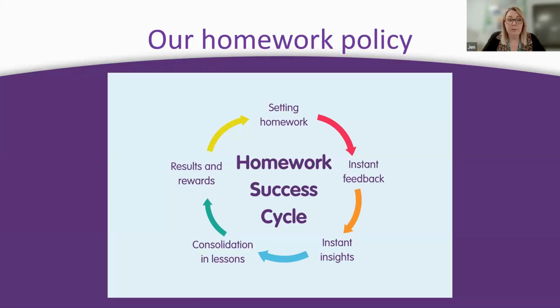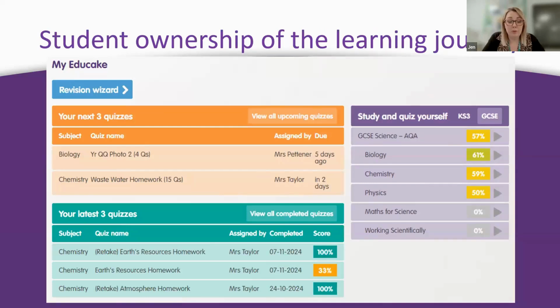The other thing is that it lets me see where students' gaps are and what I need to do as a teacher to try and plug those gaps. So on the breakdown that you can see on the screen there, I know that you're all at different levels in terms of how much Educake experience you've got. This is a typical student homepage. This will be for a Key Stage 4 student who has homework from multiple teachers from each discipline, and you can see the due dates, etc. Now, the study and quiz yourself section there gives the students the breakdown of how they're performing in each science.